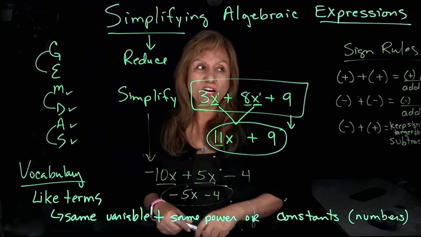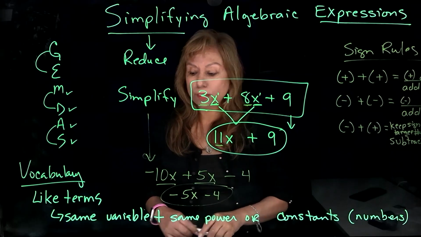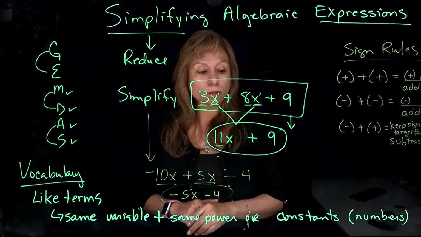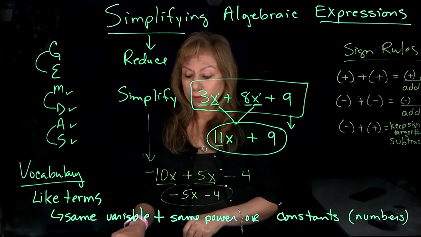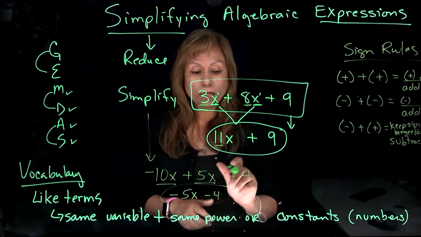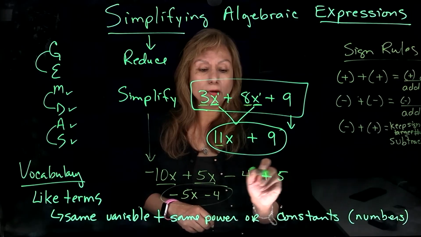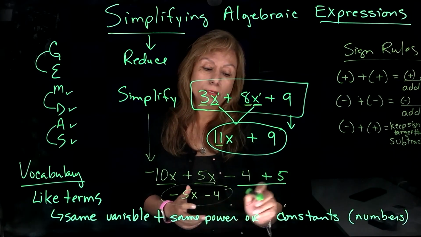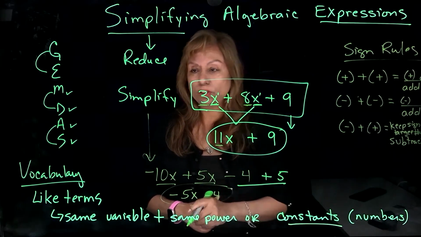So in case we forgot our sign rules, we want to make sure we get those down. In case we forgot what like terms were. And numbers. The only way I would add this negative 4, I would need another number over here, and then those would be like. So that's what we mean by constants, just in case we forgot.